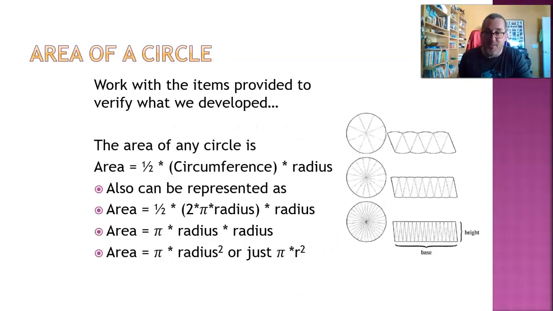And so we end up with this line of reasoning. Half the circumference times the radius. Circumference is 2 pi copies of a radius. Half of 2 pi is 1 pi. Radius times radius, radius squared. But then we just simplify this and say pi r squared. Yeah, the area of a circle is pi r squared.